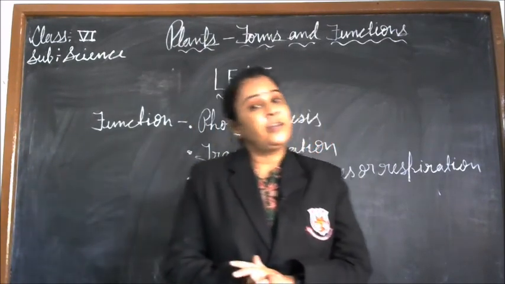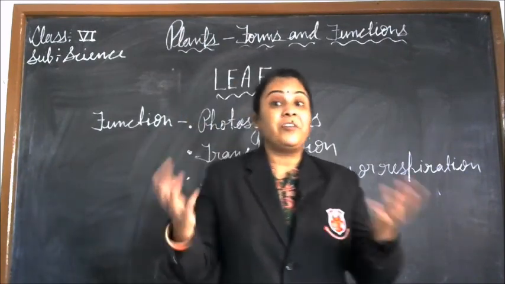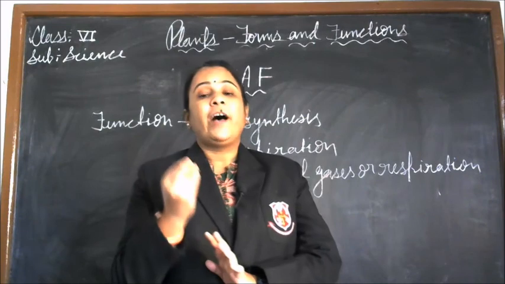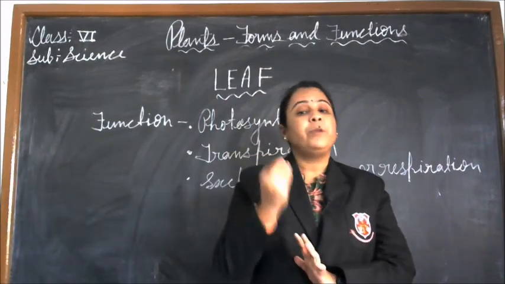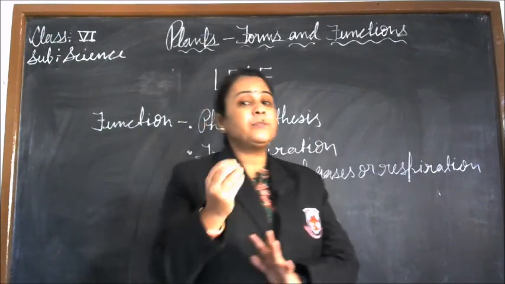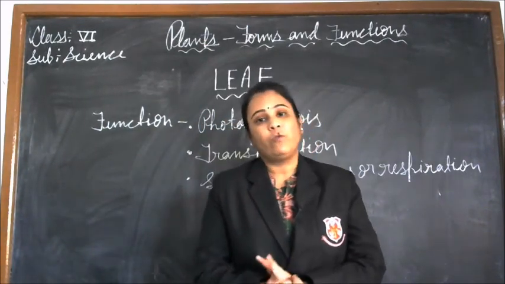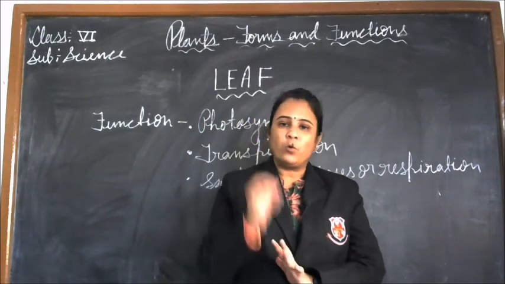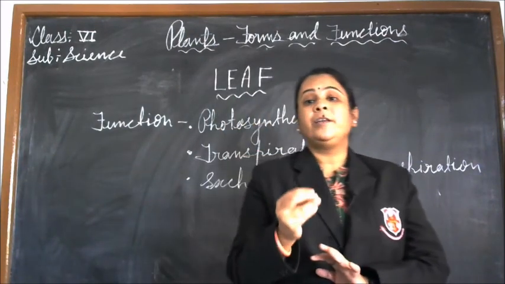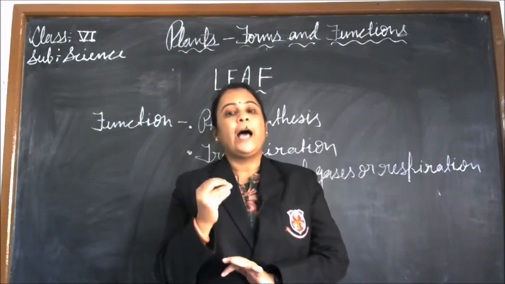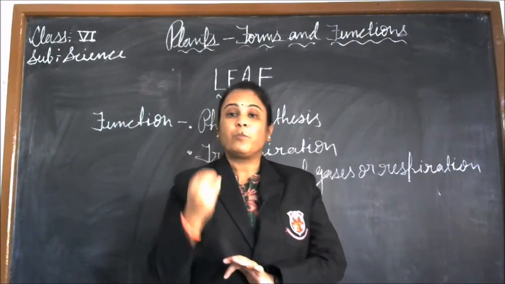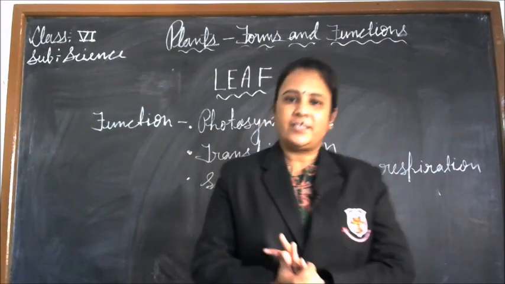Leaves are green in color. Why? Because the leaf has a green pigment. This pigment is known as chlorophyll. Due to the presence of chlorophyll, leaves are green in color, and this green pigment chlorophyll helps in the process of photosynthesis.